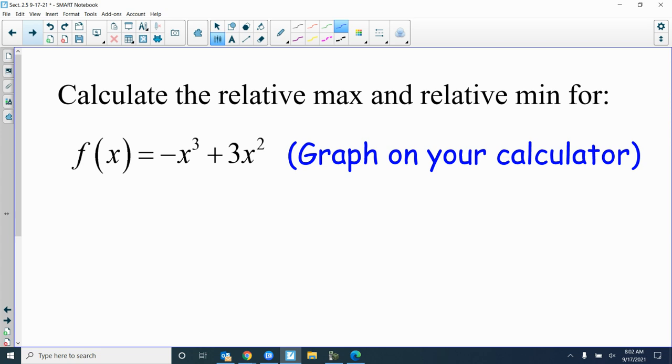I want the relative max and relative min for this graph on your calculator. If you've got the graph, it's a little bit easy. So go ahead and graph on your calculator. You've got a grid there, sketch it on there. I'll pull up my calculator in a minute.